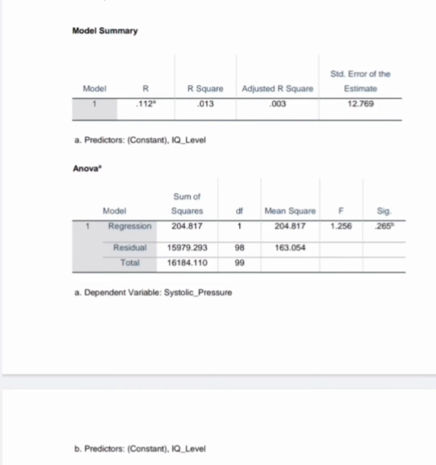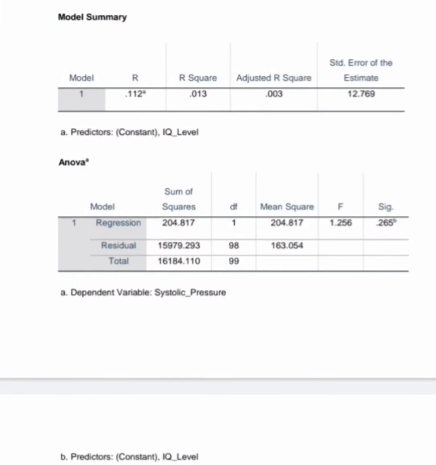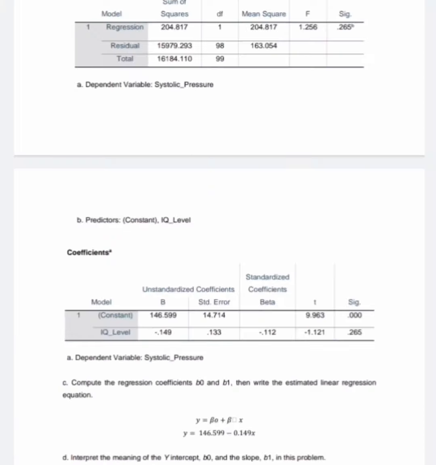For the ANOVA table, in order to get our data, we should add 1 to the last number of the F, which is 99. So the N is equal to 100. The coefficient table shows the beta naught and beta 1. Constant is beta naught and IQ level is beta 1.